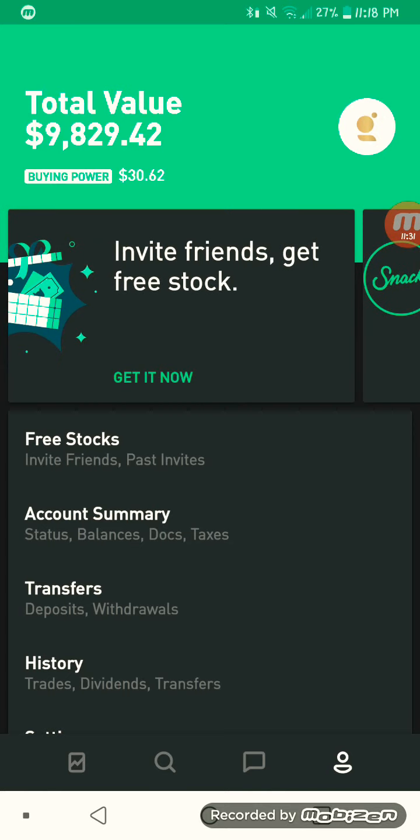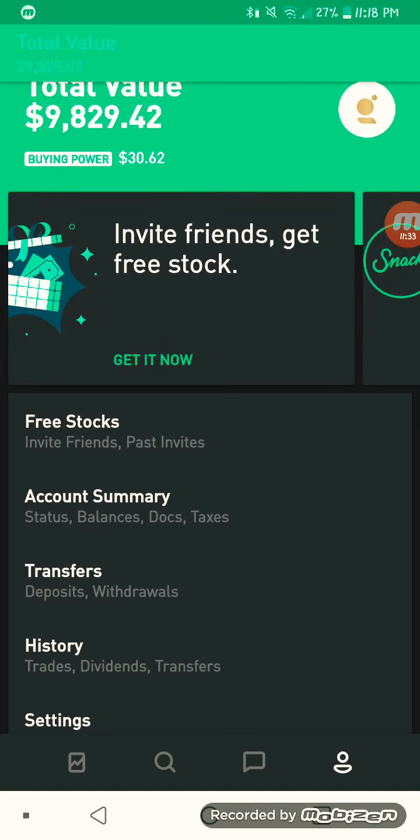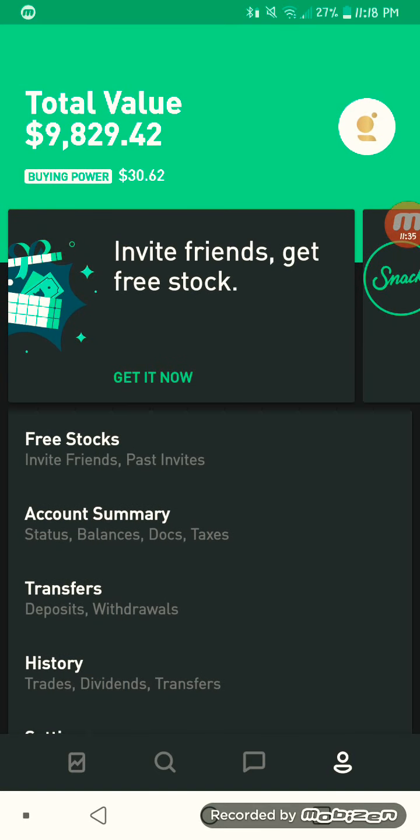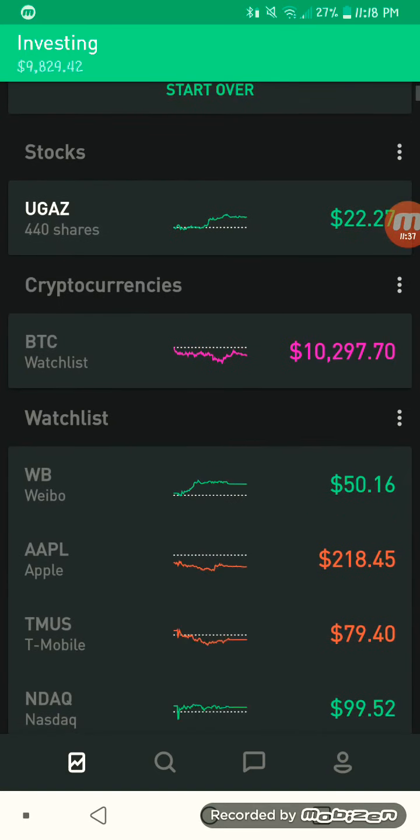Your buying power is right there on top. So that's pretty much it when it comes to using the Robinhood app. It makes it very simple and easy to use, really easy to understand. I highly recommend it to anyone.